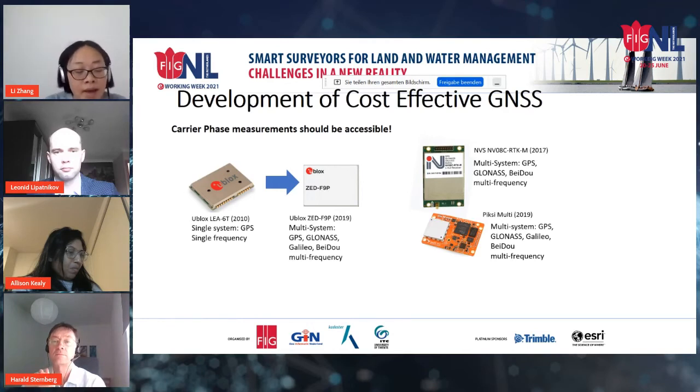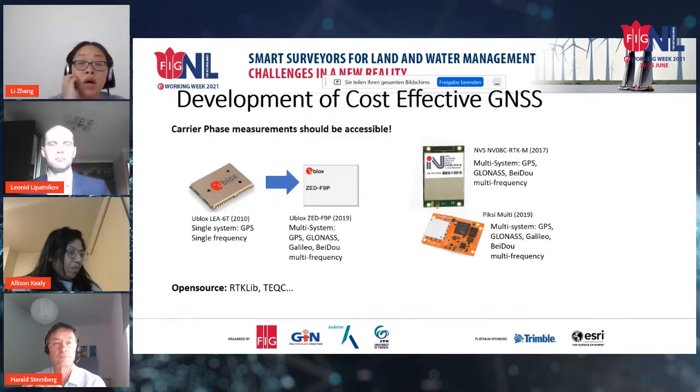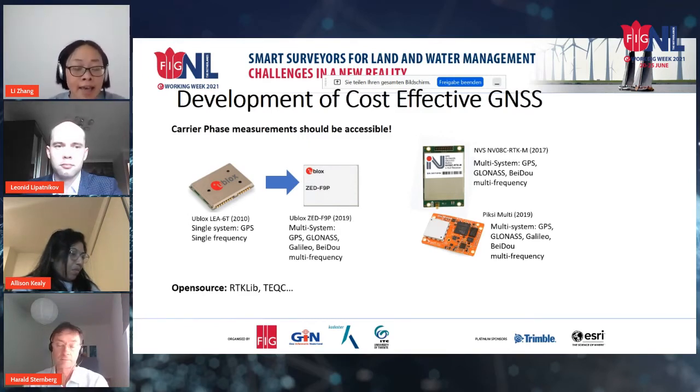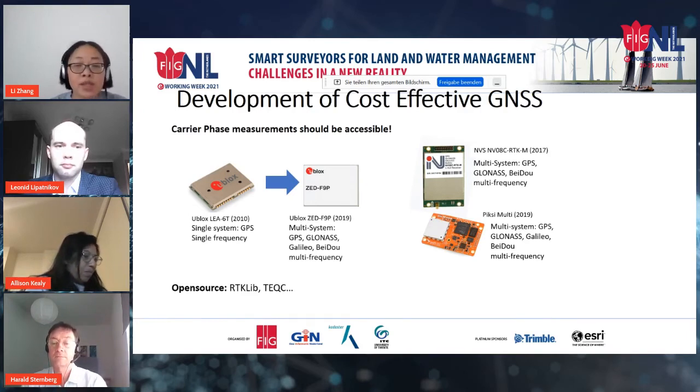The same thing, I think, has happened with IMU sensors and also with laser scanners. The trend in software is also that there is more and more open source or free software available. I think you have shown that a lot of you use both commercial and open source. For example, for GNSS, the famous ones are RTKLIB and TEQC, etc.